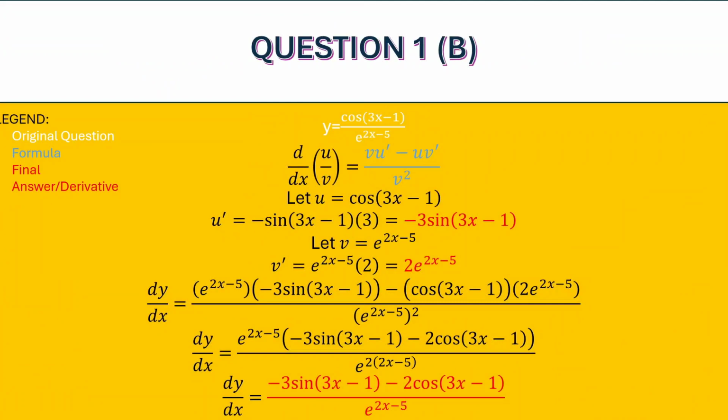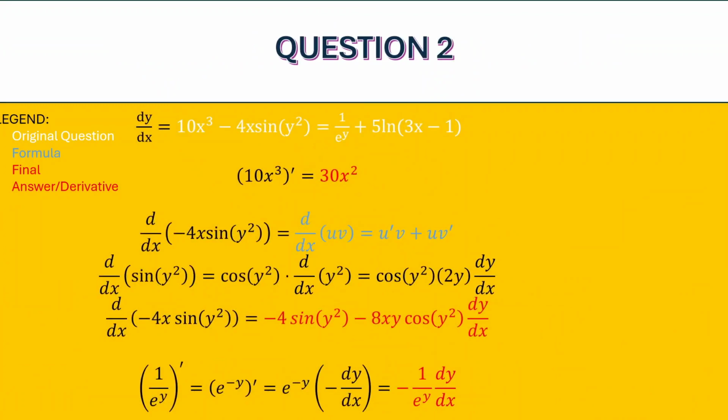Finally, the answer that we get is dy/dx equals negative 3 sin(3x-1) minus 2 cos(3x-1) over e^(2x-5). And that's the final derivative for y equals cos(3x-1) over e^(2x-5).